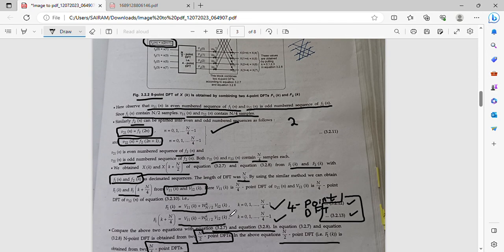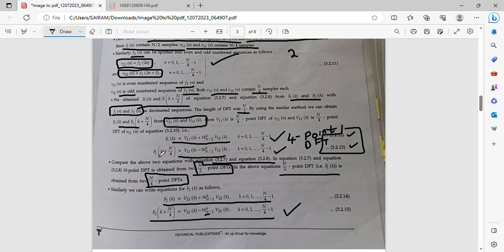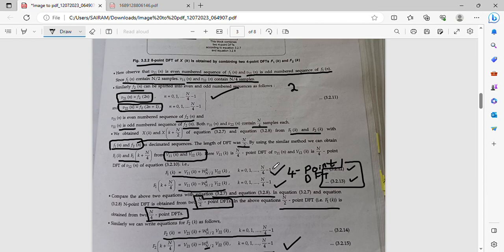Yes, you can see here, right? So here, what is that, so compare the above two equations with, just a minute. I'll just showcase to you here. Yeah, so see here we obtained x of k and x of k plus n by 2 by using 3.2.7.